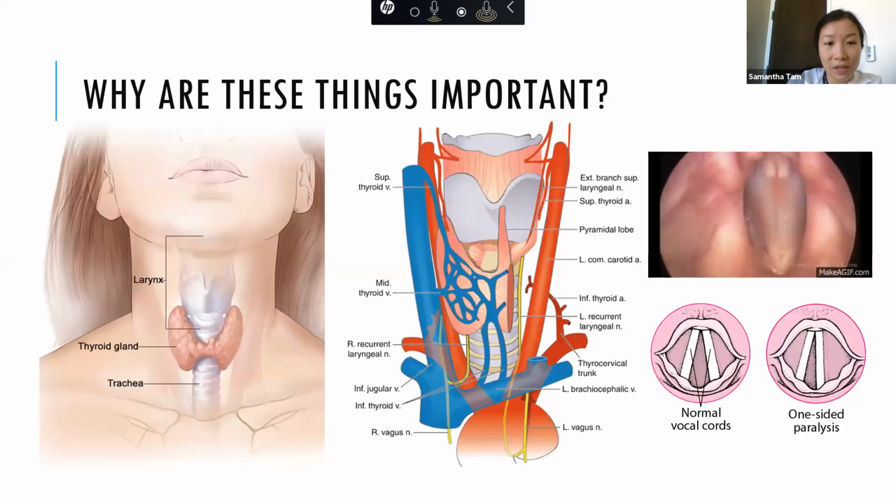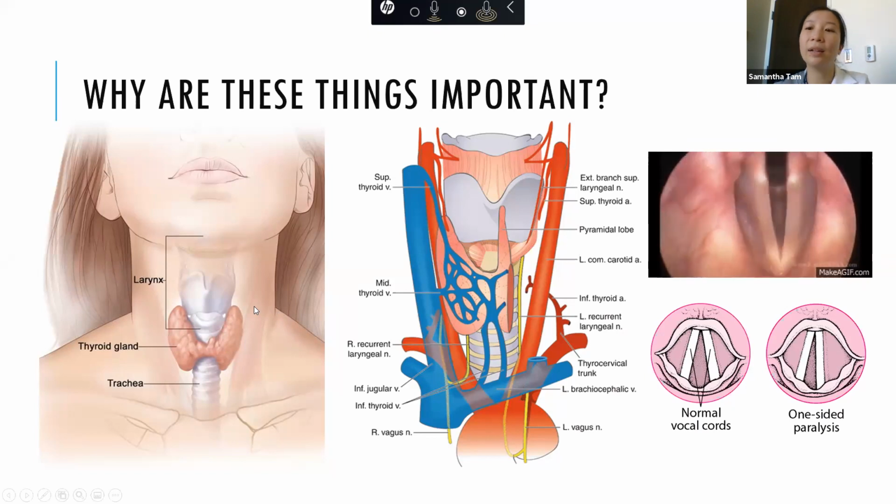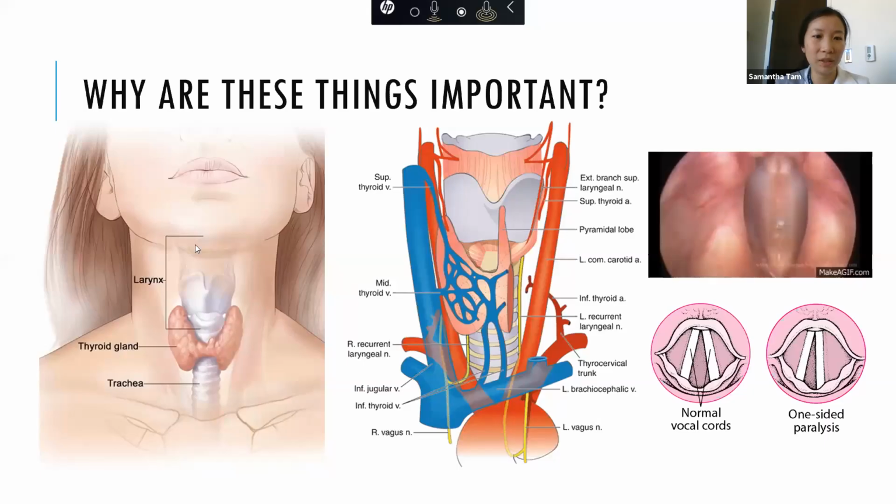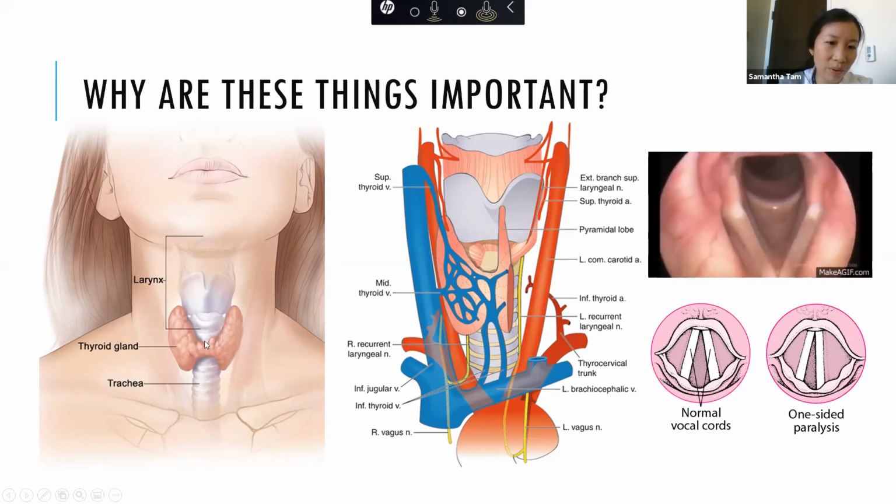And why are those types of things important? It has to do with anatomically exactly where the thyroid is sitting. The thyroid sits in the front of your neck, right here, like a butterfly-shaped gland right here. And this is your Adam's apple here. This is your windpipe right there.